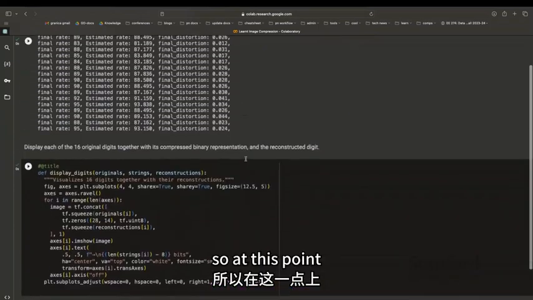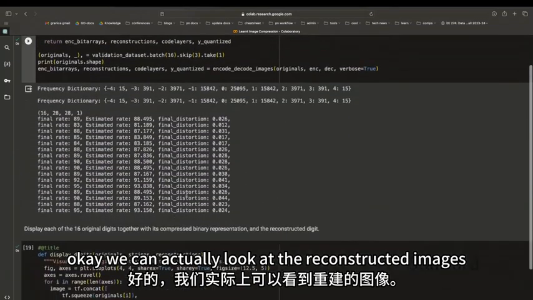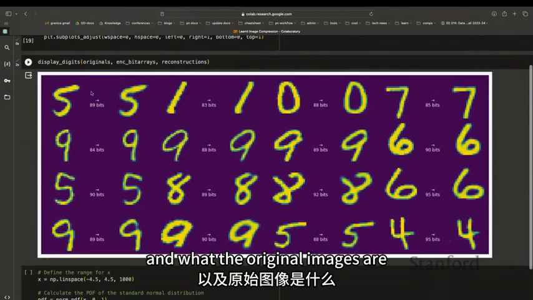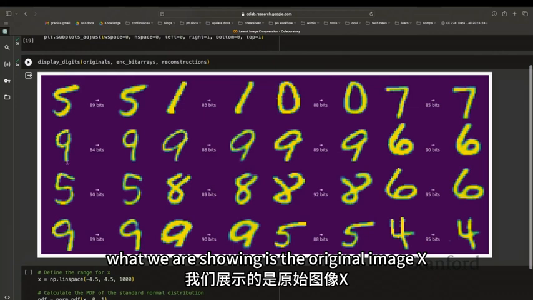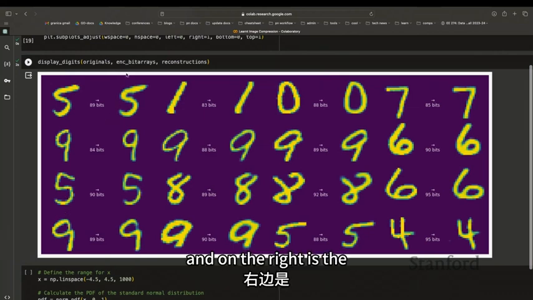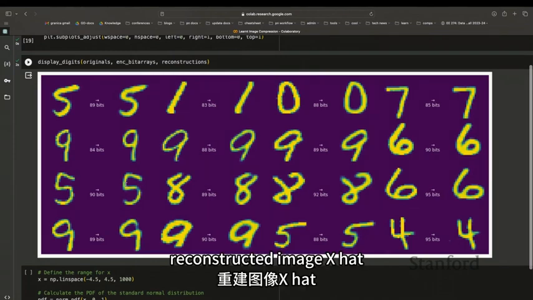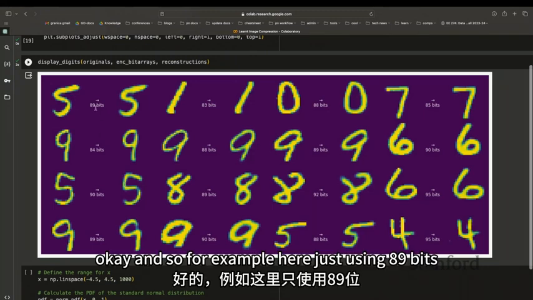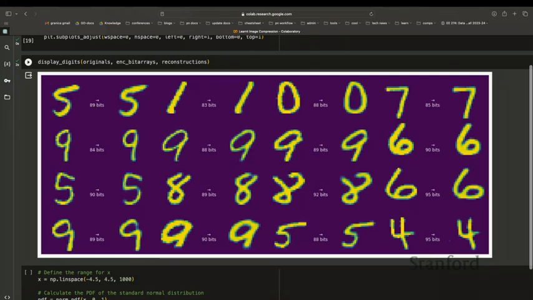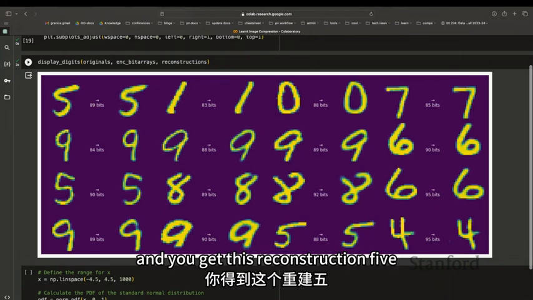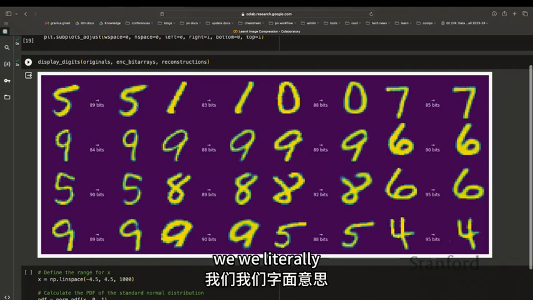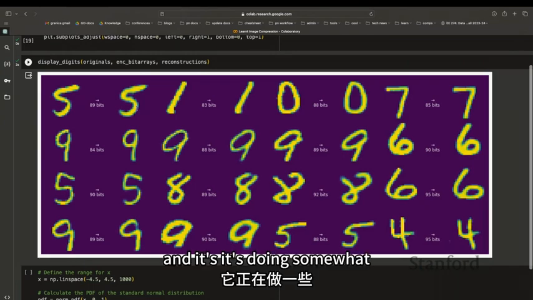And so at this point, we can actually look at the reconstructed images and what the original images are. On the left here, what we are showing is the original image X, and on the right is the reconstructed image X hat using this learned compressor. So for example here, just using 89 bits, you start with this 5 and you get this reconstruction 5. So overall, this compressor doesn't look bad. It's doing a somewhat reasonable job.